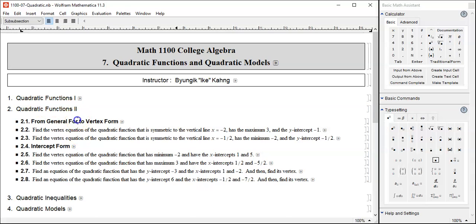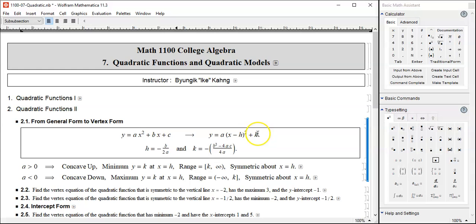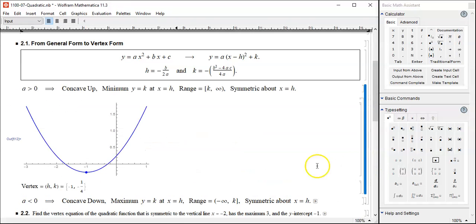Oh, by the way, sorry about the typo. From general form to vertex form, and then here's the formula method. And then here are a couple of visualizations.